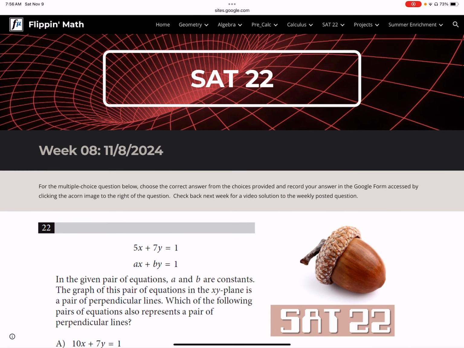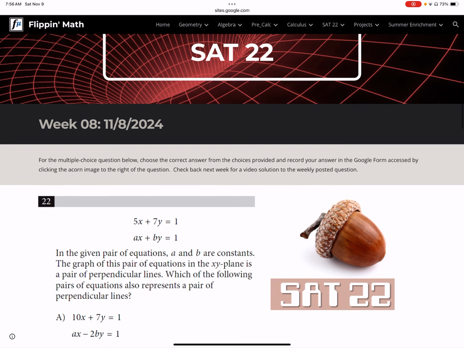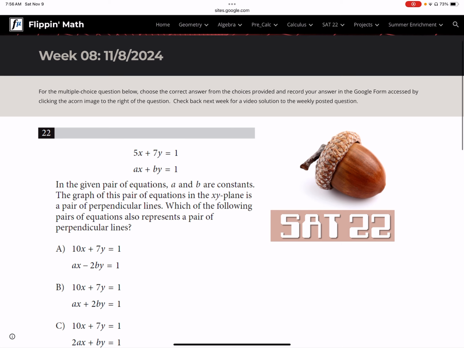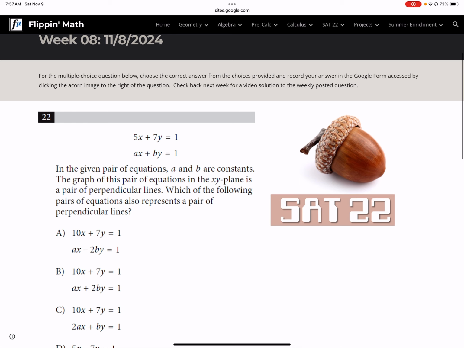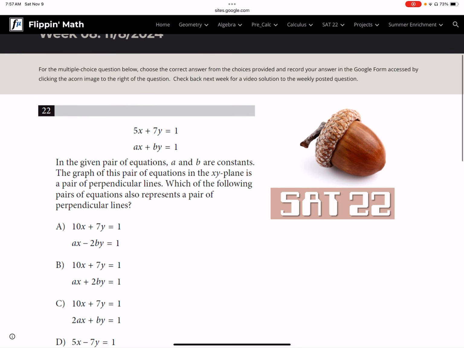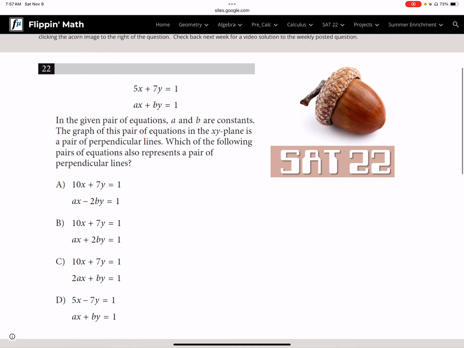All right, here we are at our weekly SAT question for week 8. We have two equations in standard form stacked together. Looks like a system of equations to me. In the pair of equations, a and b are constants. The graph of this pair of equations in the xy plane is a pair of perpendicular lines. Which of the following equations also represents a pair of perpendicular lines?